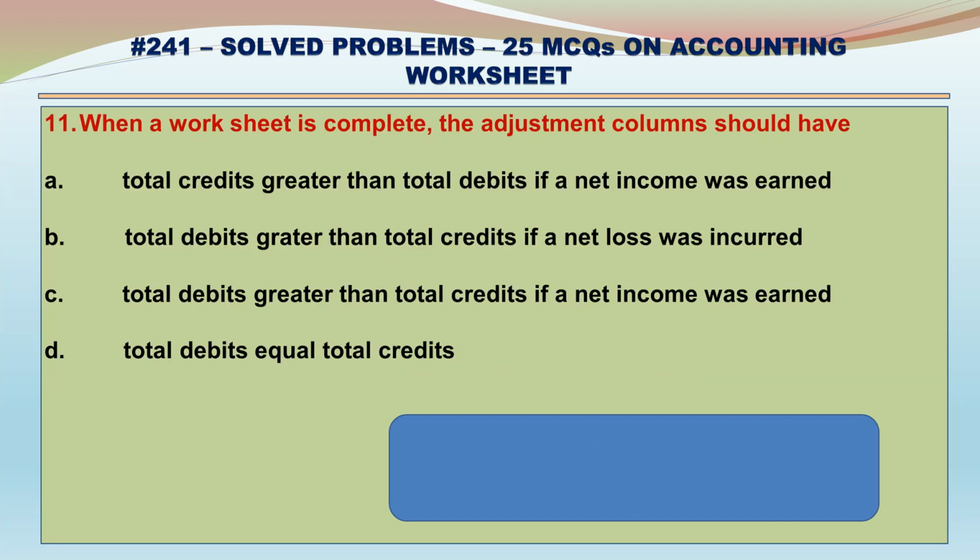11. When a worksheet is complete, the adjustment column should have option A. Total credits greater than total debits if a net income was earned. Option B. Total debits greater than total credits if a net loss was incurred. Option C. Total debits greater than total credits if a net income was earned. Option D. Total debits equal total credits.